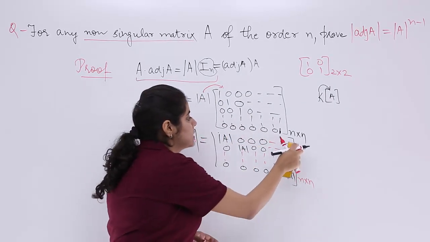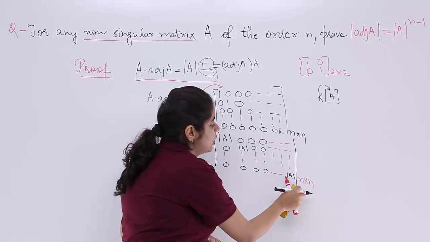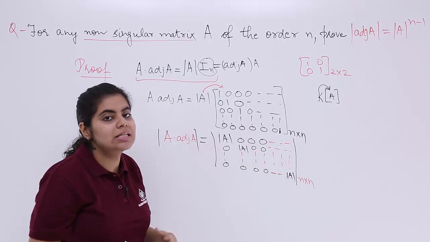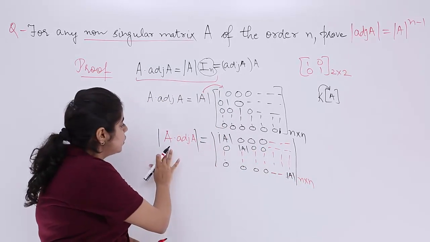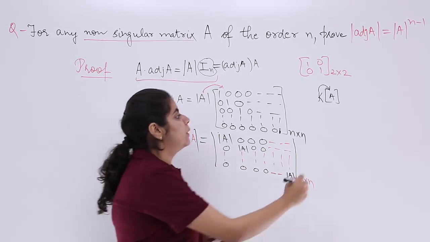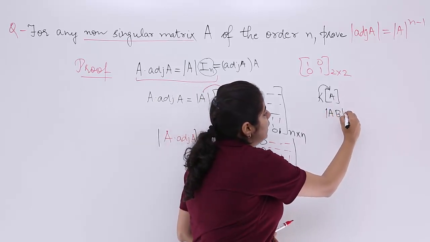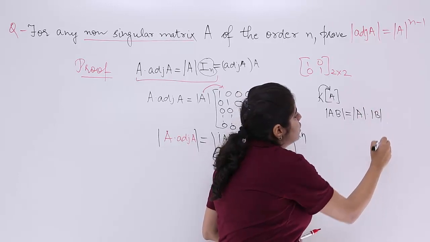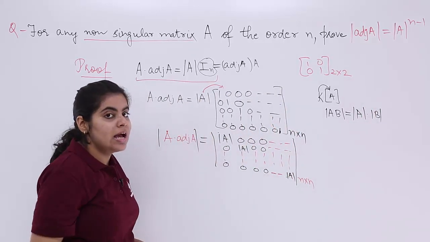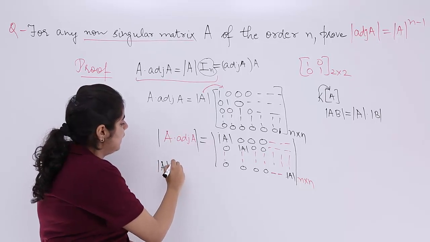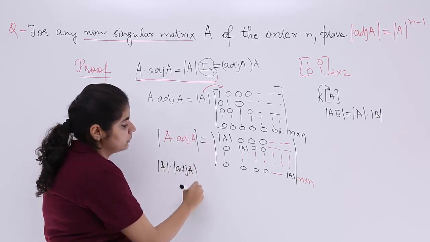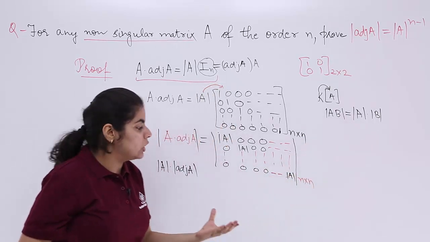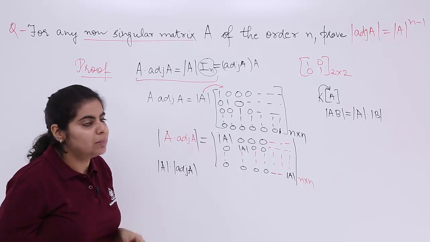Now not a matrix. What change occurs? The change that occurs is now del A can be taken out as common since it is a determinant. So here also some changes occur. I know the property that del A into B is always equal to del A into del B. So if I use this property for here, I can separate it as del A into del adjoint A. Determinants can be separated in case of multiplication.